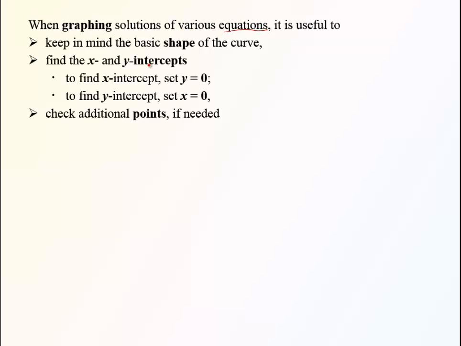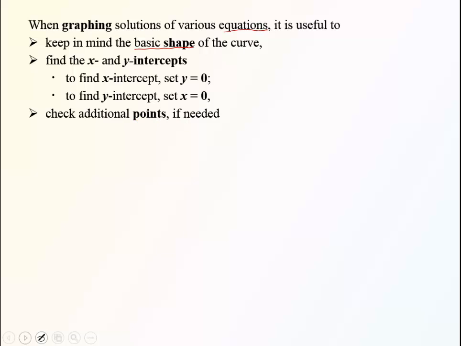What we need to keep in mind is the basic shape of the curve that we graph. That always helps. If we know how to recognize the basic shape, what to expect as a final graph, then we're looking at x and y intercepts. Let's recall, to find the x-intercept, we set y equals 0 and solve for x. To find the y-intercept, we set x equals 0 and solve for y. And after that, check for possible additional points if still needed.